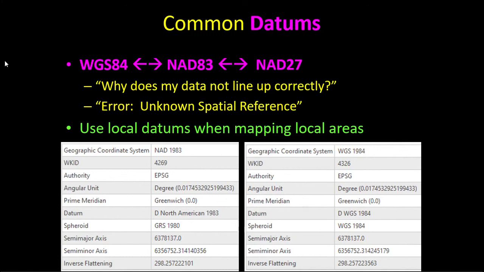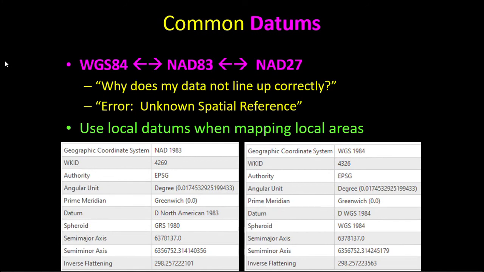And so you need to make sure that both of those particular layers are in the same datum. And then at other times, you'll get an error message that says unknown spatial reference. And so what that means is you have to then tell the GIS, hey, use this datum for this particular data, these points, this random table of X and Y coordinates. Here is where you want to lay those points using this particular datum.